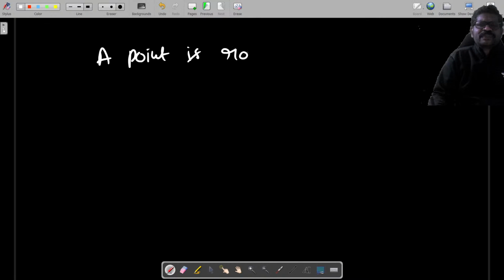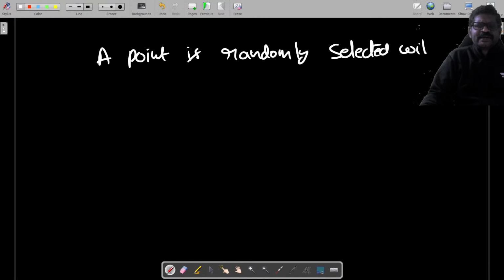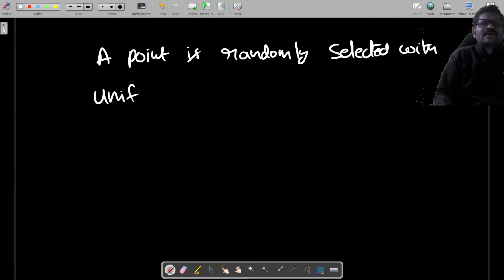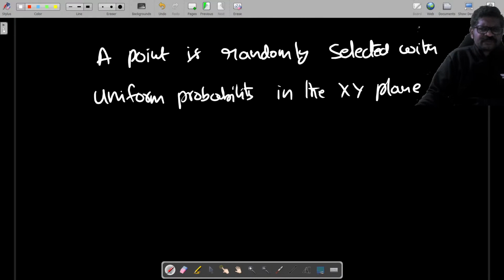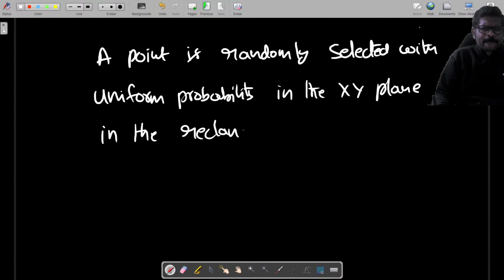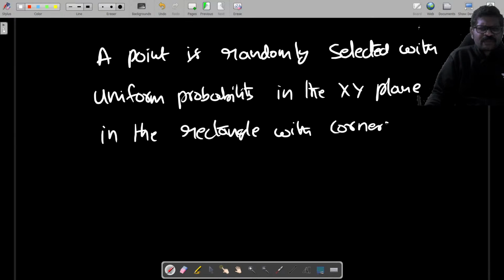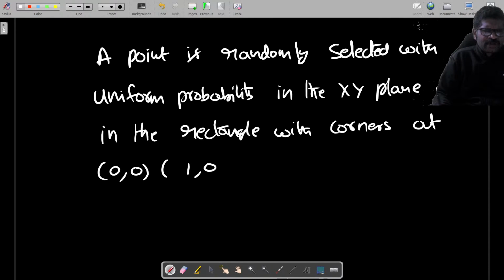a point is randomly selected with uniform probability in the xy plane within the rectangle with corners at 0 0, 1 0, 1 2 and 0 2.